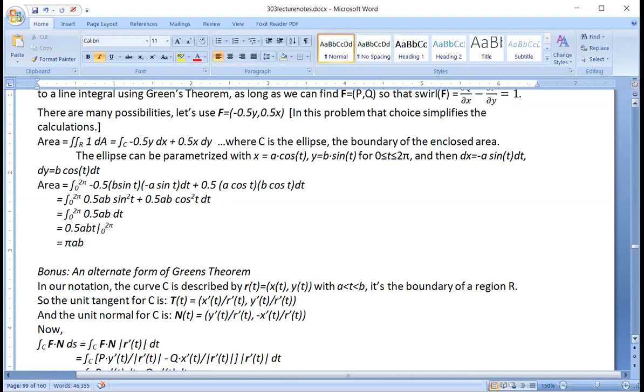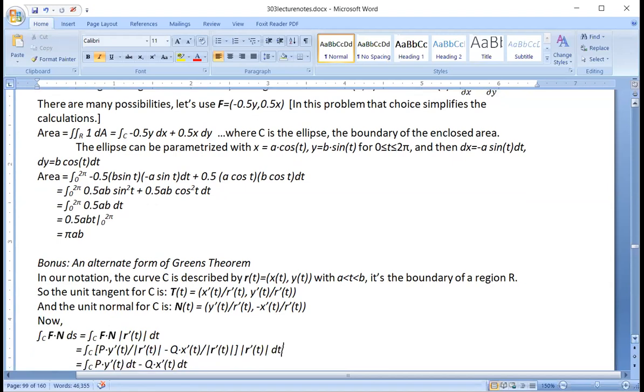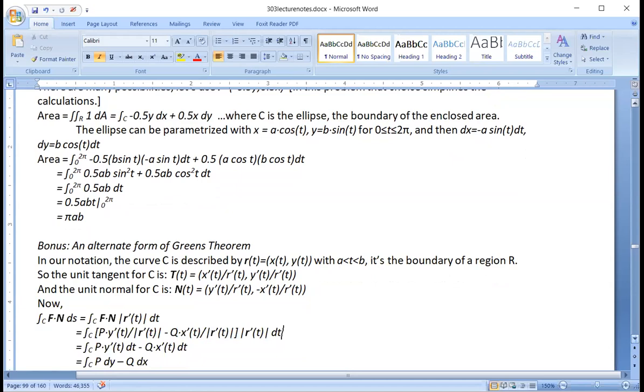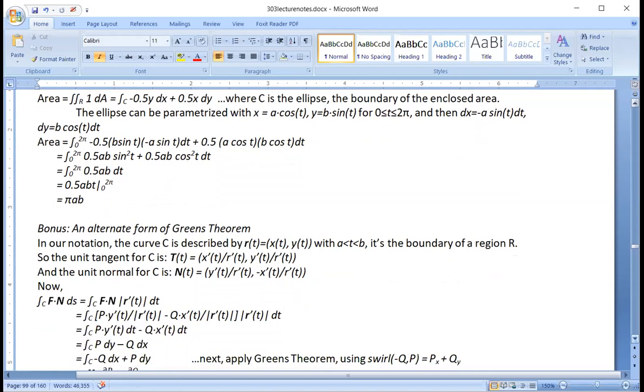Clearly, those magnitude of r prime things are going to cancel out. And when that happens, what you get is P times y prime of t dt minus Q times x prime of t dt. Well, y prime is dy/dt, and then that's times dt. So that's just P dy. And similarly for the second piece, that's just minus Q dx. So if we sort this around to put the dx part first, which is what we're used to, you get the integral over the curve of minus Q dx plus P dy.